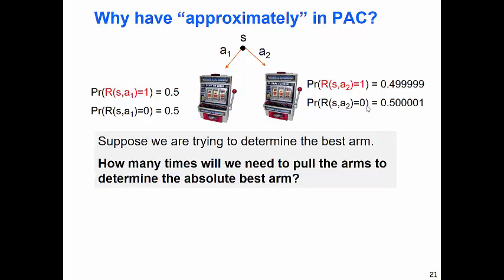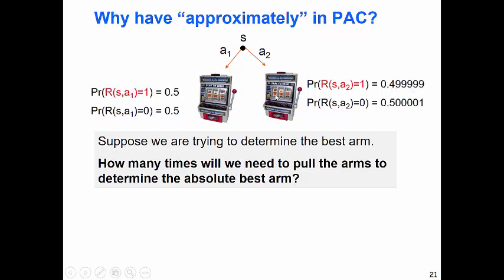Right? So now suppose you're trying to determine which arm is best. Like you want to know which arm is absolutely best. So which arm is absolutely best here? 1 or 2? 1, right? Because it has a slightly higher expected value. The expected value here is 0.5. The expected value here is 0.499999, right?